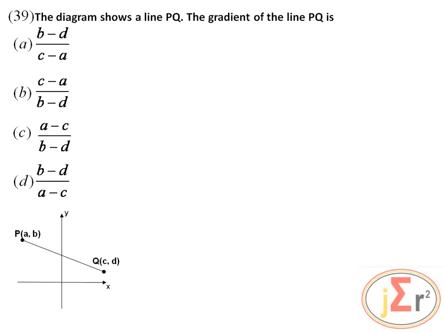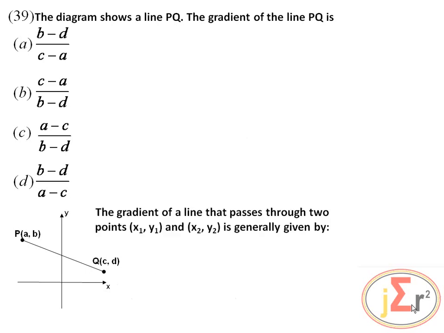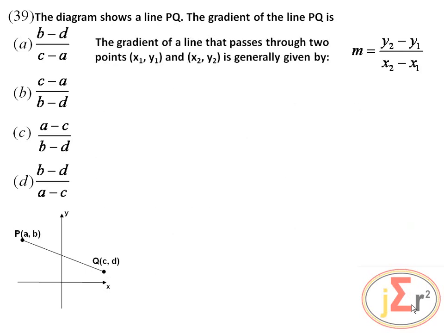The diagram shows a line PQ. The gradient of the line PQ is what we are attempting to find. And there we have a general representation of the gradient of a line determined by using the coordinates of 2 points through which the line passes. The gradient of a line that passes through 2 points (x1, y1) and (x2, y2) is generally given by m is equal to (y2 minus y1) over (x2 minus x1).